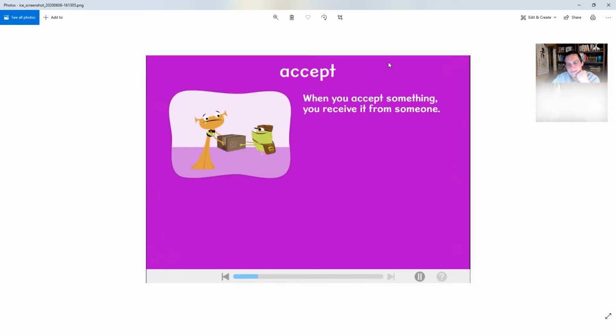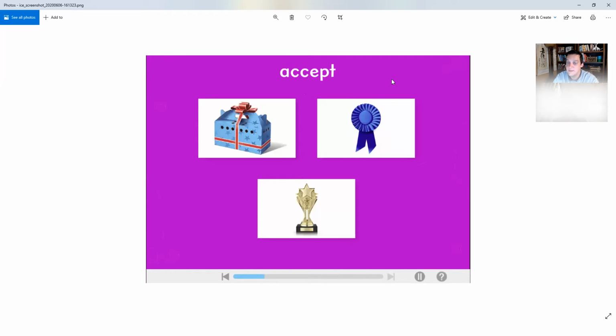All right, so what is accept? Listen, when you accept something, you receive it from someone. Yeah, so accept something means to receive it from someone. So you take or receive something. Here are lots of things that people can accept for their birthday or for doing something good, right? You can accept a box, you can accept a ribbon, or you can accept the trophy.